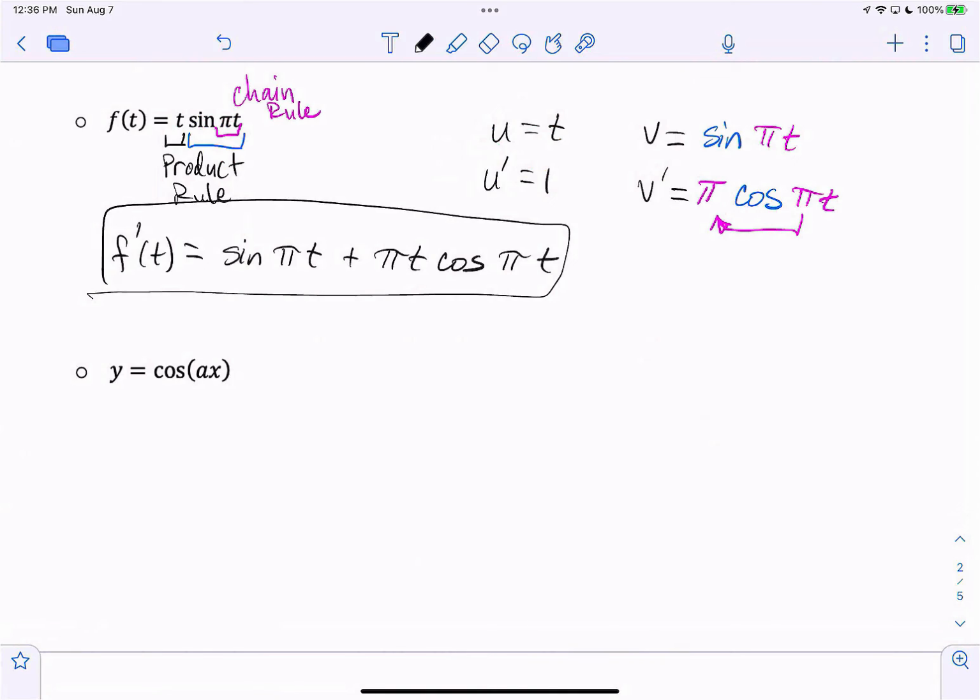Now we have one that's going to be short and sweet. Y is equal to the cosine of ax. Y prime is equal to, well, the derivative of the cosine is the negative sine, the cosine was holding ax, and now I need the derivative of ax. But wait a minute.